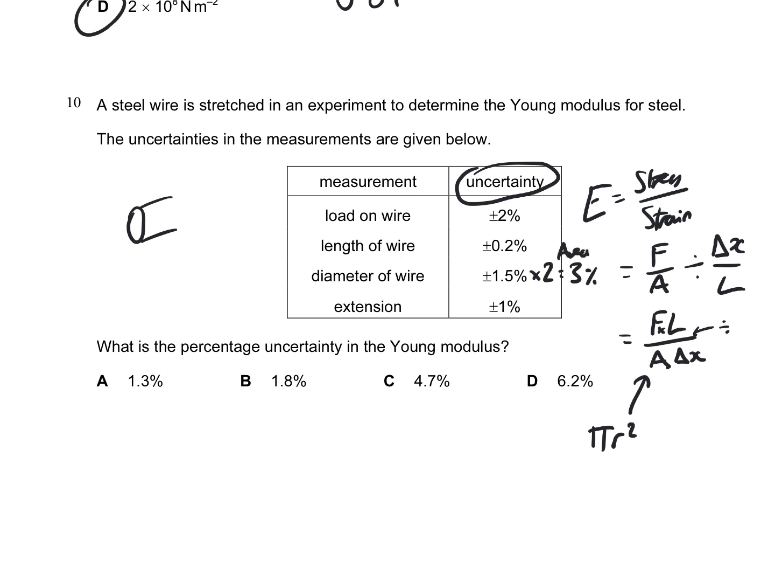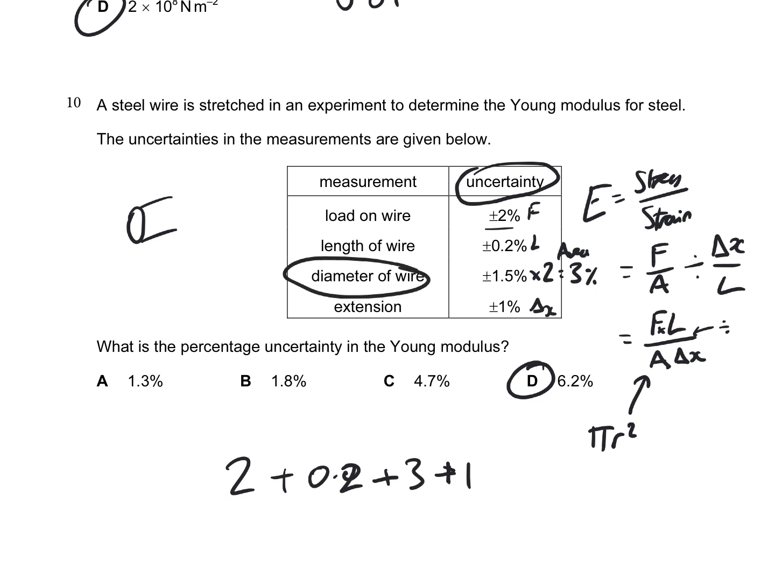Now the rest are just as they are, so load is F, length is L, extension is delta X. So now we can just add together all these percentage uncertainties. So 2 plus 0.2 plus 3 plus 1. So 3, 4, 5, 6. That gives you 6.2 as your answer. So just be careful, remember that diameter is not area. So you have to square that, or square the radius, which is related to the diameter. Remember, when you square something, you times the percentage uncertainty by 2.